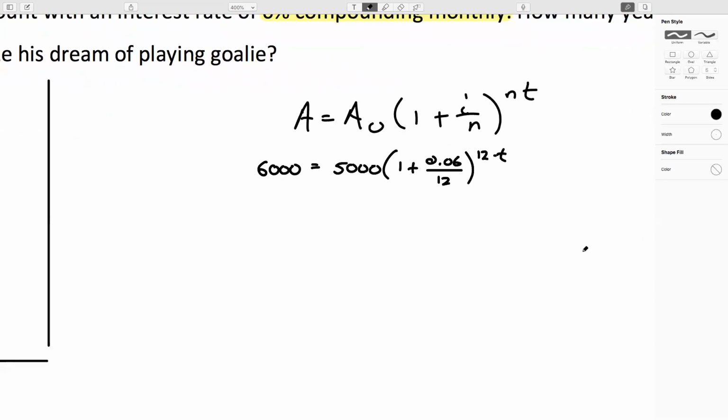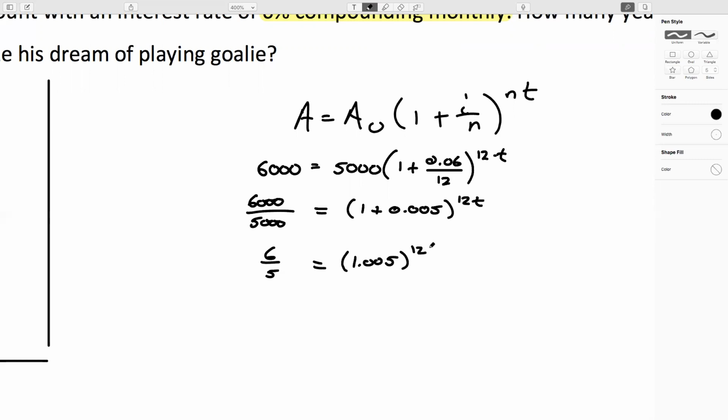And now we've got to do some rearranging. I'm going to get rid of 5,000 by dividing it away. So divide both sides by 5,000. 6,000 over 5,000 equals 1 plus 0.005 to the power 12t. We can do a bit more simplifying. 6,000 over 5,000 is just 6 over 5. That equals 1.005 to the power 12t.